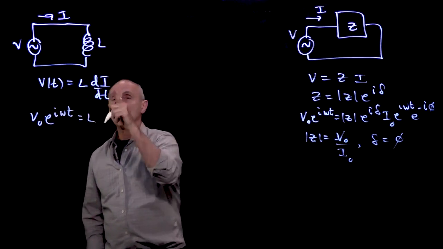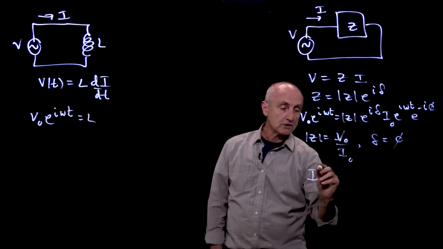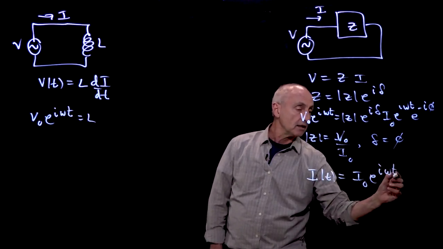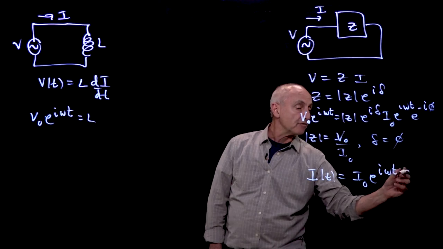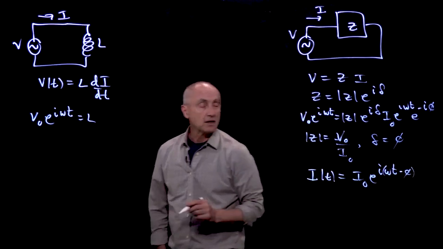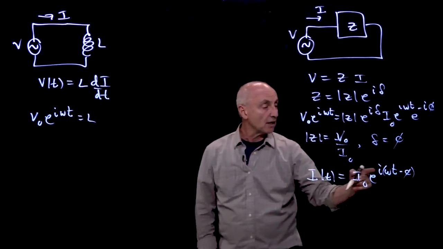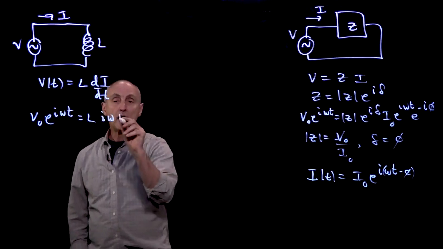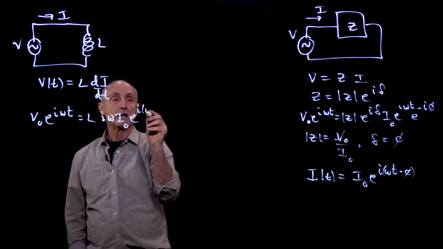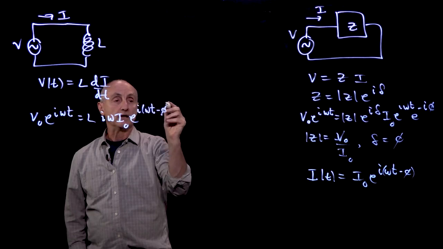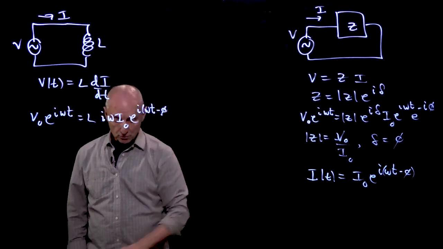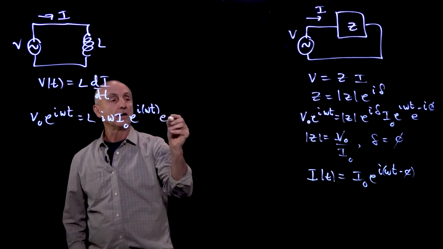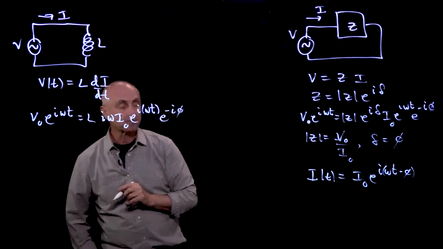When we take the derivative, let's just remind ourselves that I(t) is I naught e to the i(omega t minus phi). It's one way to write it. When we differentiate the current, we'll get a factor i omega I naught e to the i(omega t minus phi). So let's write this again, separate this out a little bit.